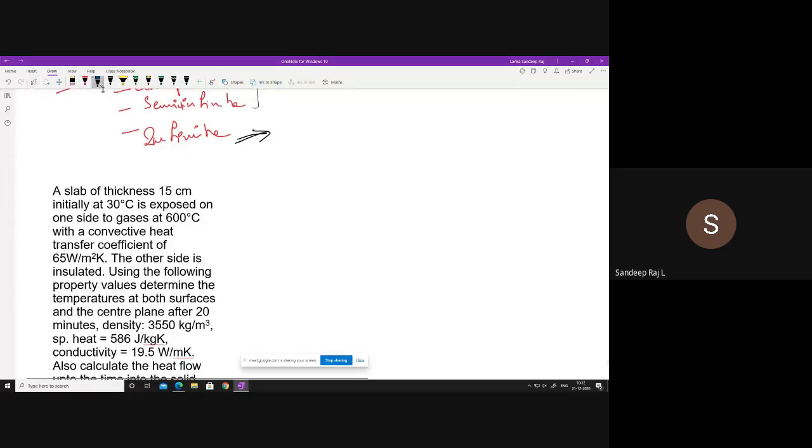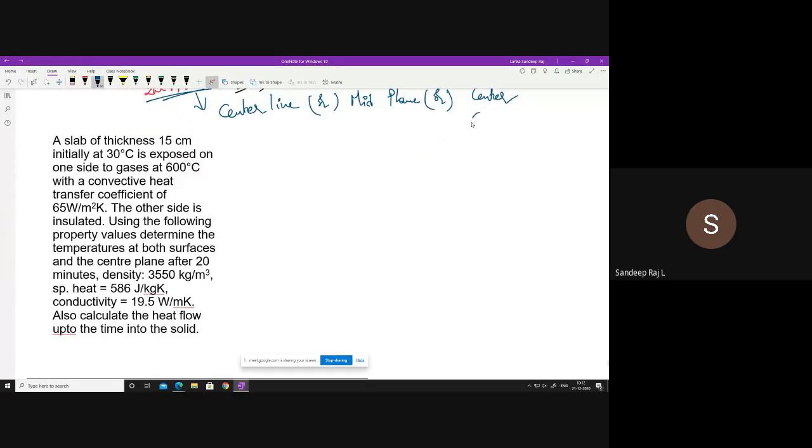When it comes to the infinite problems case, you will find the words center line, or mid plane, or center, or central axis also sometimes, in the problem. Whenever these kinds of words are there in the problem, that problem will be from the infinite case. In this particular problem, you can see the center plane.